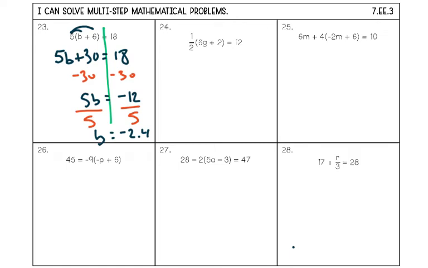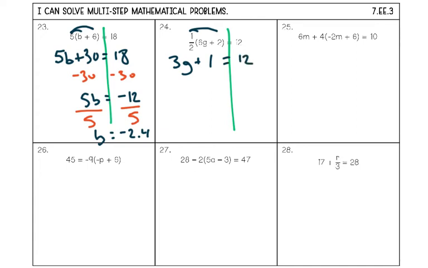On 24, I see an equation, so I'm going to start by drawing my line down the equals to separate it. I see I have 1/2 on the outside of parentheses, so I'm going to need to distribute that to each of the terms on the inside. So I have half of 6, which is 3, and that's how many g's there are, plus half of 2, which is 1, equals 12.